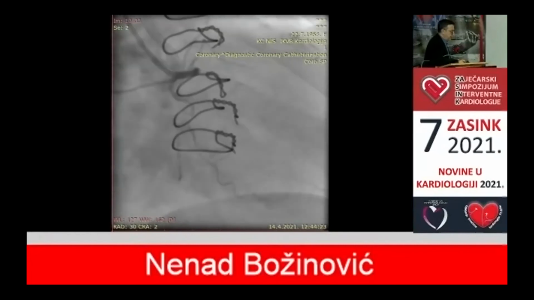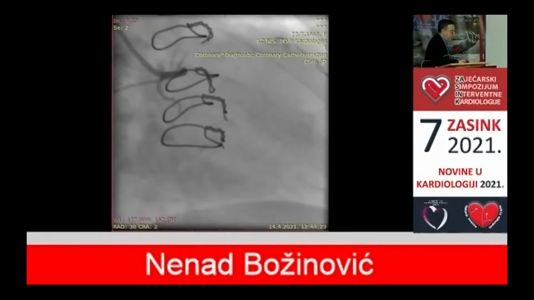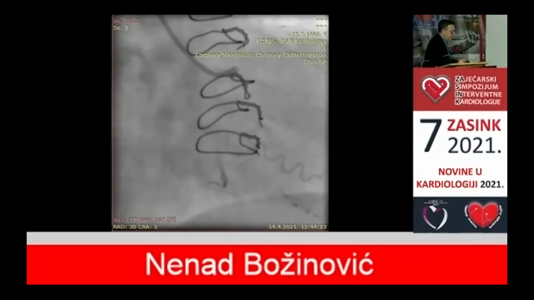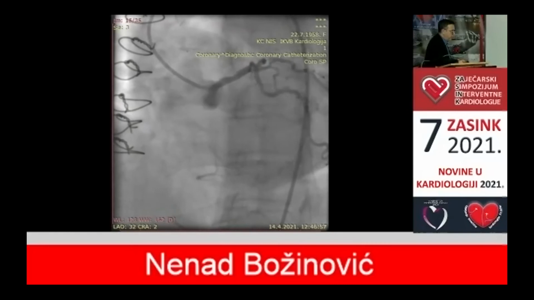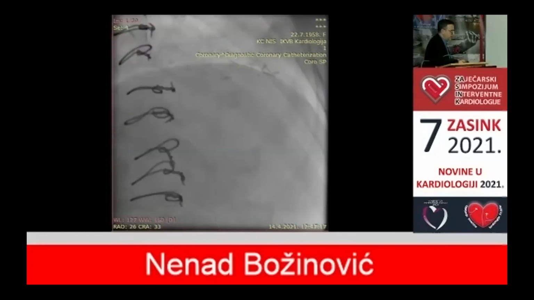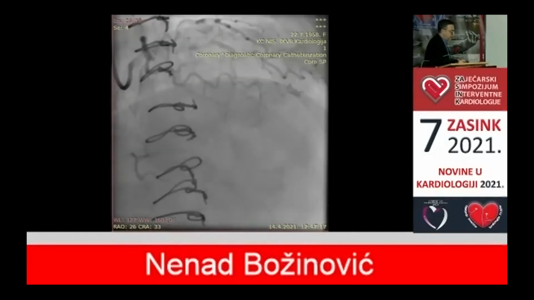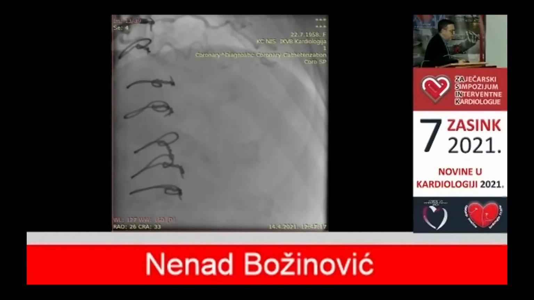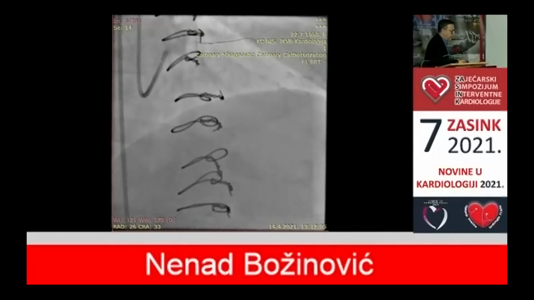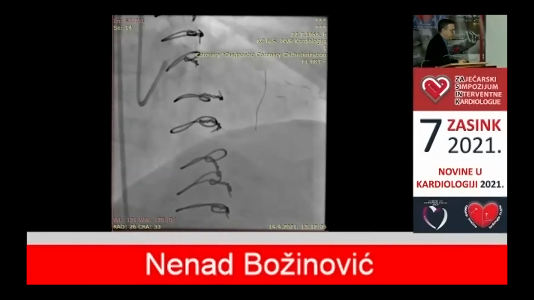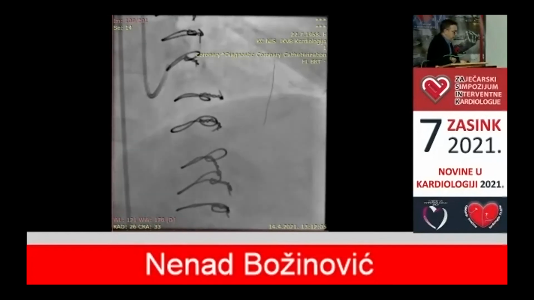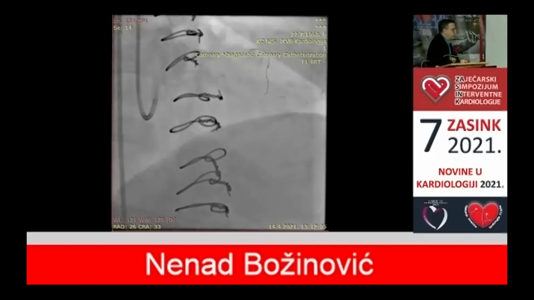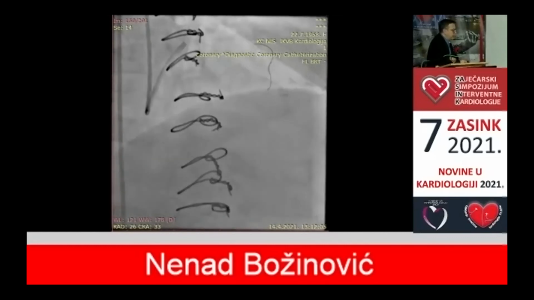This is a right oblique view, and this is the left system with collaterals, epicardial collaterals starting from the circumflex and the septals. You can see septal collaterals, but these collaterals are very tortuous. On this case I tried from the beginning a retrograde procedure, because there were a few attempts before this one, and because of that I decided to start directly retrograde.